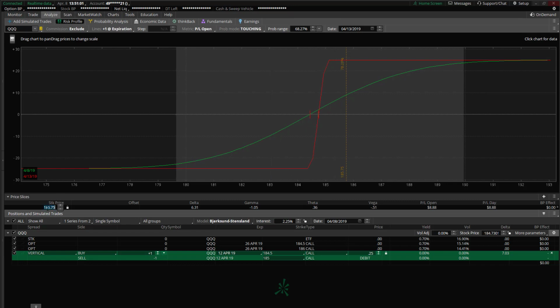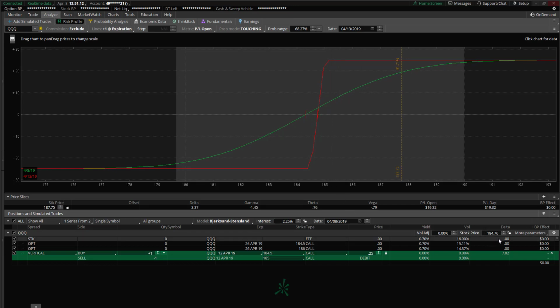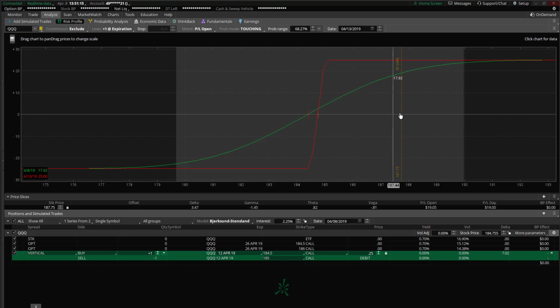So I can move this to 187 for an example. What's the chances that the Qs will move up from its current price of 184 and go $3 higher to 187 between now and expiration? I can see I've got a 41% chance the price will move up here. Doesn't mean it'll stay there. Doesn't mean it'll rise above it and stay above it. It's just saying that there's a 41% chance that price will move up to this area between now and expiration.